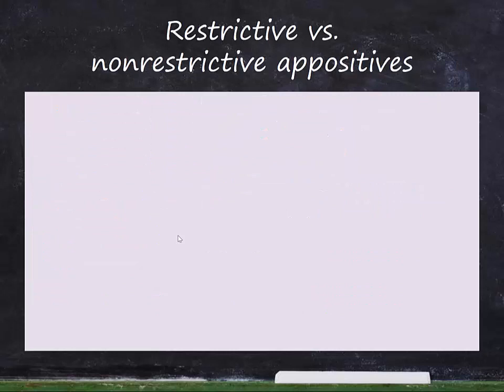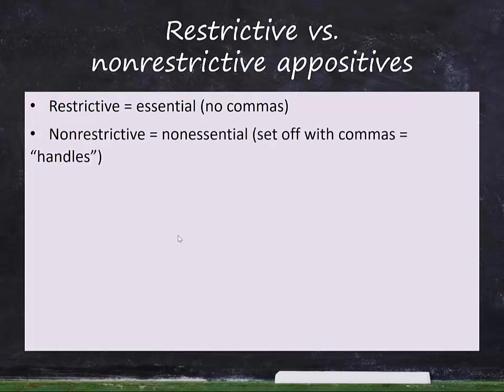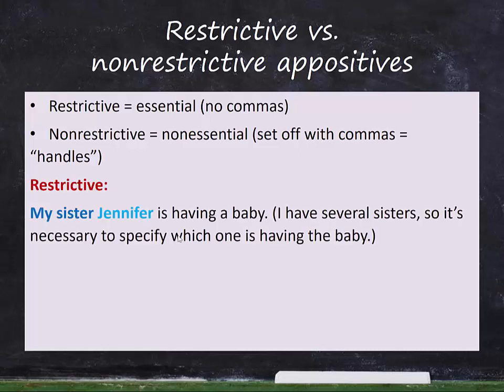Now, all of the appositives we looked at were set off by commas, but that won't always be the case. If the appositive is absolutely necessary in the sentence, it's restrictive, so there won't be any commas. If it's just extra information, non-essential, then you use commas. Think of the commas like handles you could use to lift the appositive right out of the sentence if you wanted to. Let's look at a couple of examples.